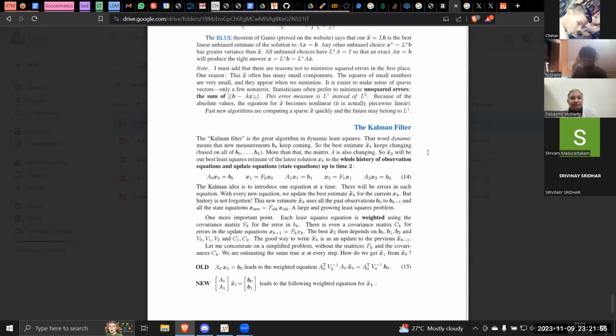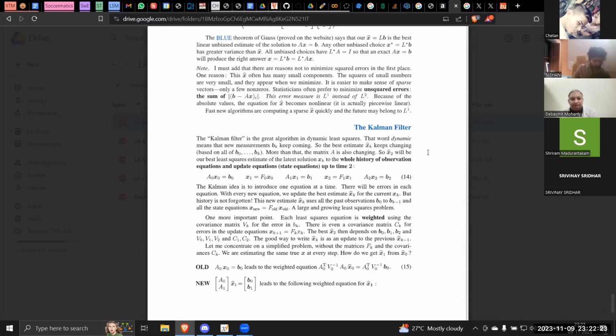Dynamic least squares. The great algorithm in dynamic least squares. The word dynamic means that new measurements bk keep coming. So this is like time series data. We had 999 numbers. Now B1000 appears, new data. So the best estimate x hat of k keeps changing based on all of B0 up to bk.